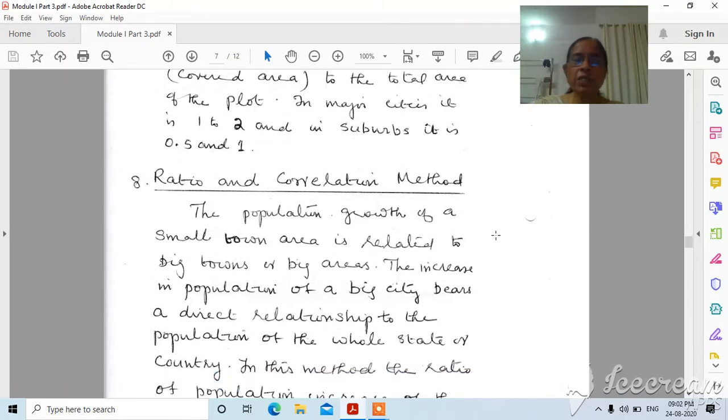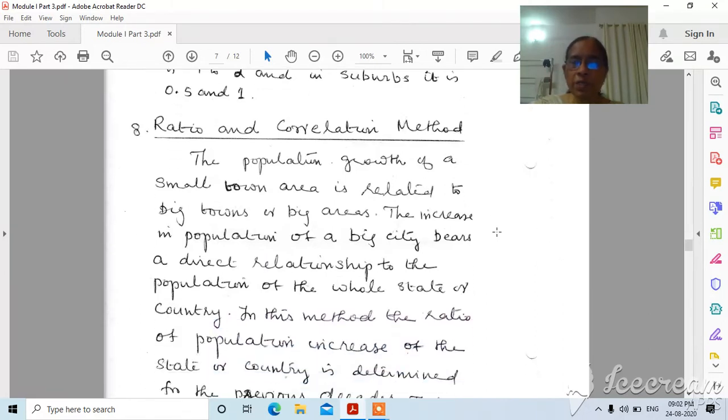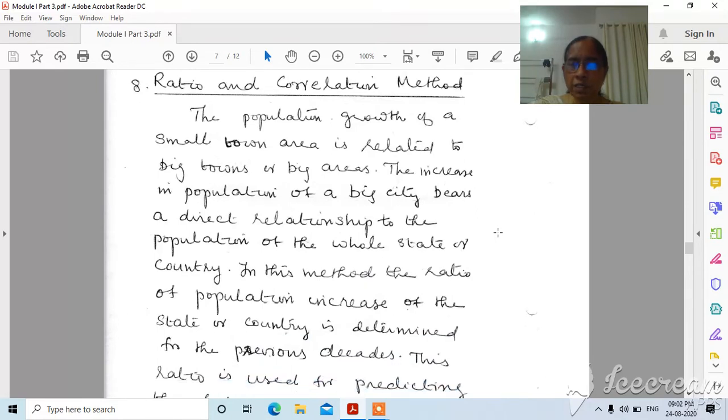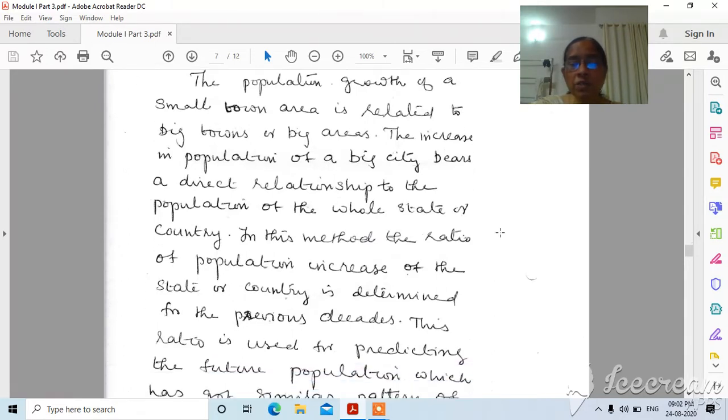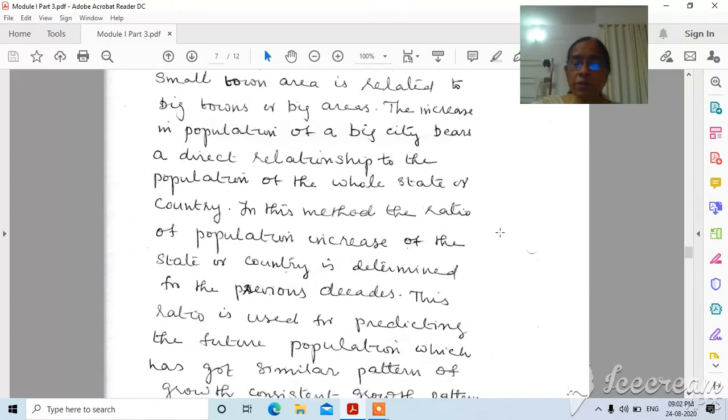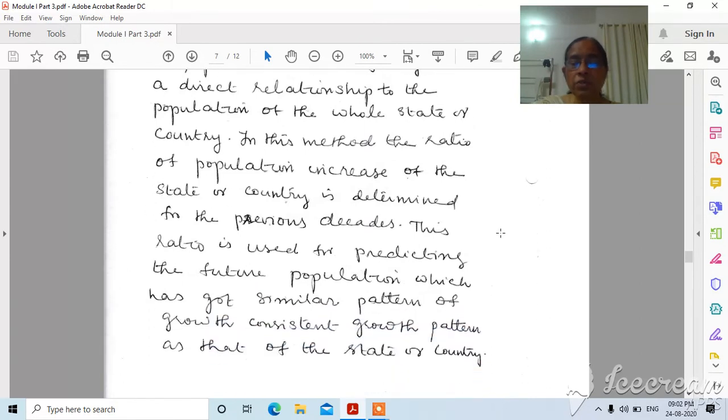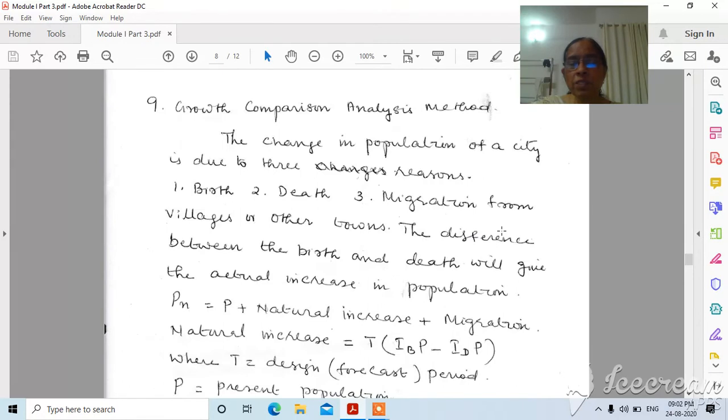Then next one is the ratio and correlation method. It is written here, the population growth of a small town area is related to big towns or big areas. The increase in population of a big city bears a direct relationship to the population of the whole state or country. In this method, the ratio of population increase of the state or country is determined for the previous decades, and this ratio is used for predicting the future population.